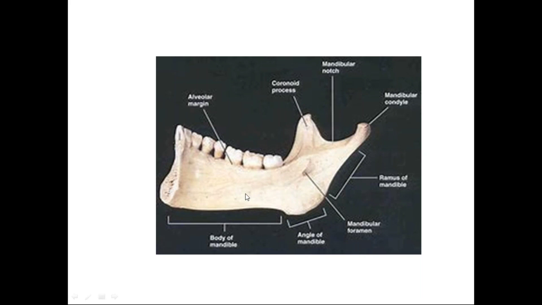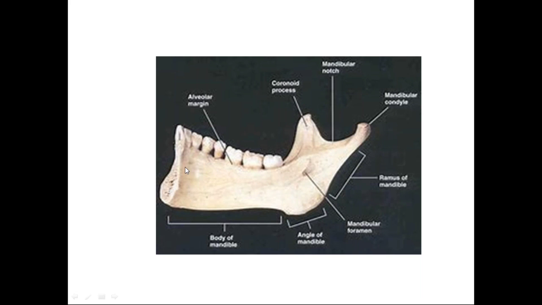Now this is the inner surface of the mandible. This is the alveolar margin. This is your half part of the mandible which fuses at the symphysis menti. This is the mandibular foramen. This is the mandibular notch, through which pass the masseteric nerves and vessels. This is the ramus of the mandible. This is the angle of the mandible.